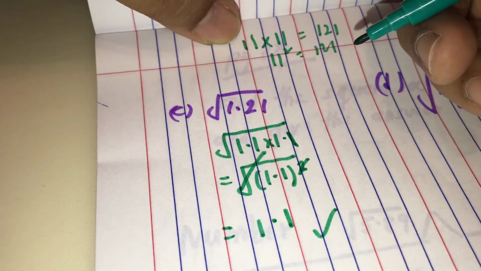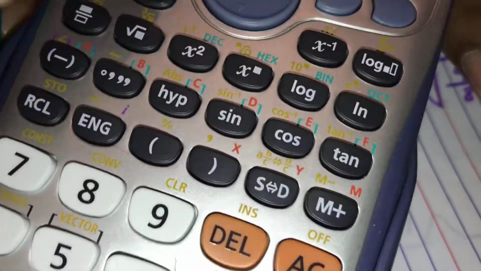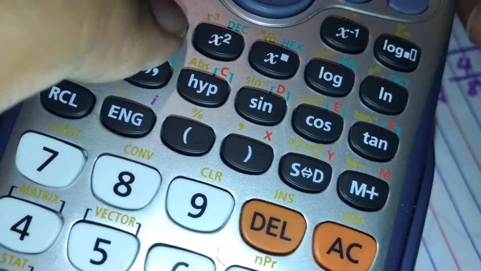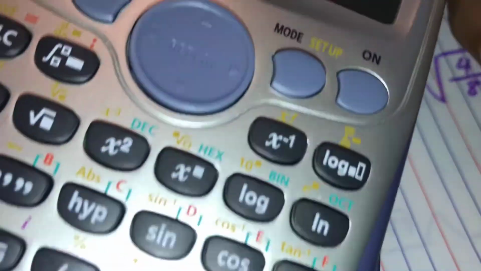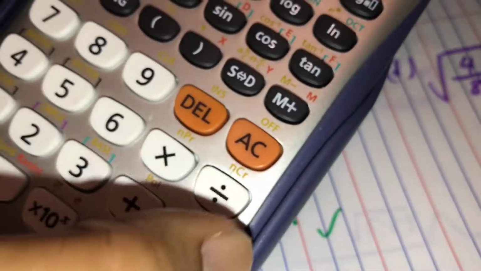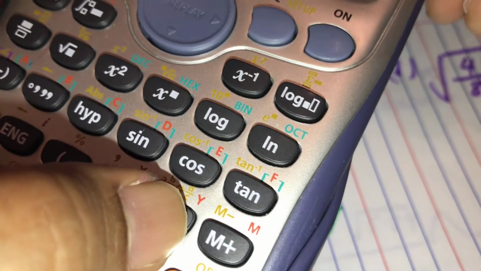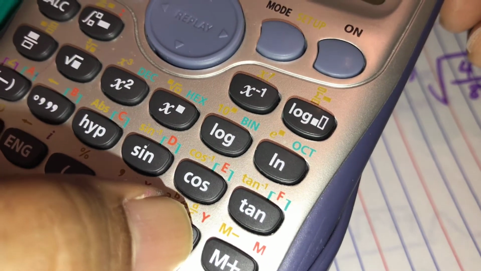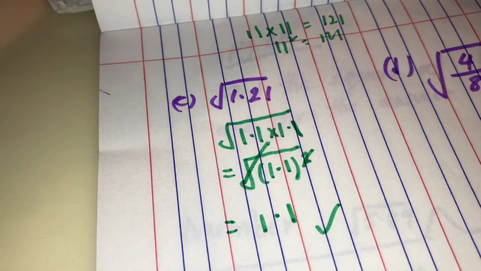If you use a calculator, you just press square root. Press the square root, then 1.21, then equals. Then you get 11 over 10. You can write 11 over 10 times 11 over 10, or you can write 1.1 times 1.1, like this.